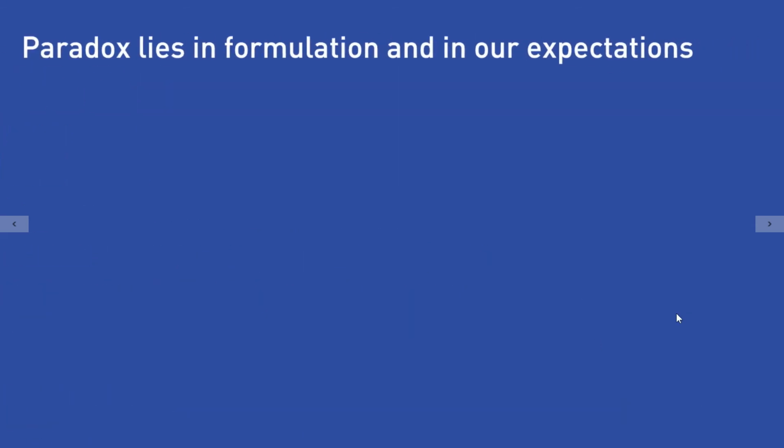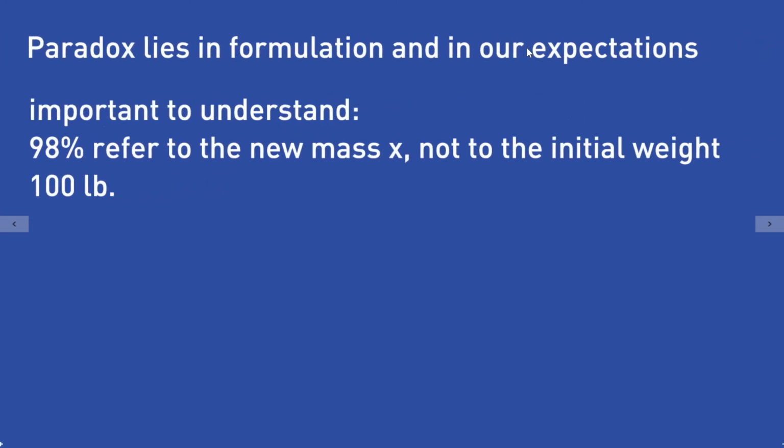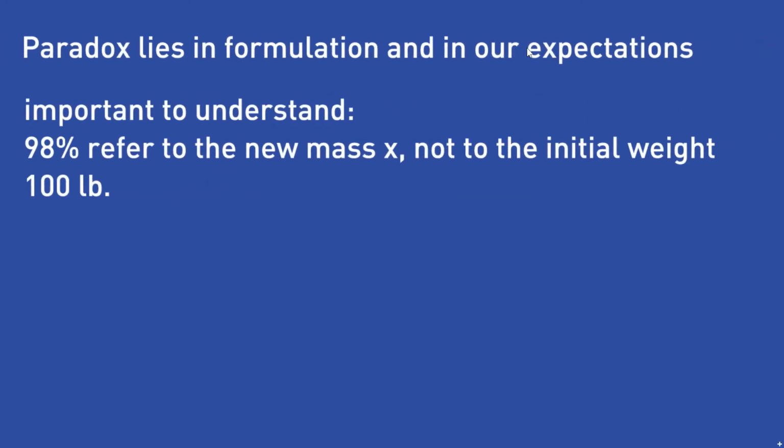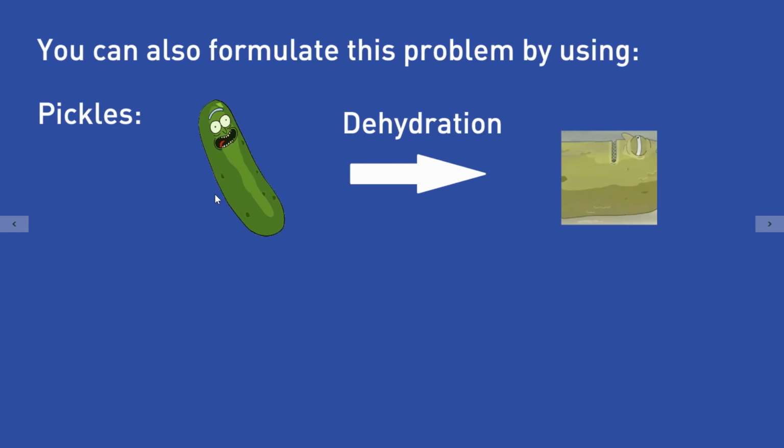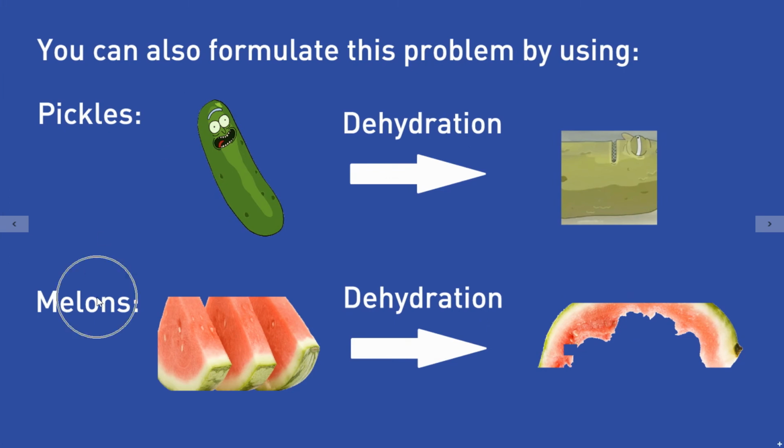The paradox lies in the formulation of the problem and also a little bit in our expectations. It's important to understand that the number 98% does not refer to the initial weight of 100 pounds, but to the new weight x after the dehydration. By the way, if you don't like potatoes, you could also formulate this problem using pickles or melons, because they both contain a lot of water.